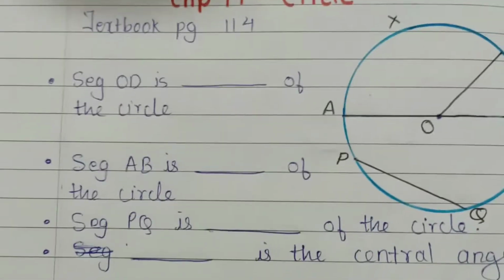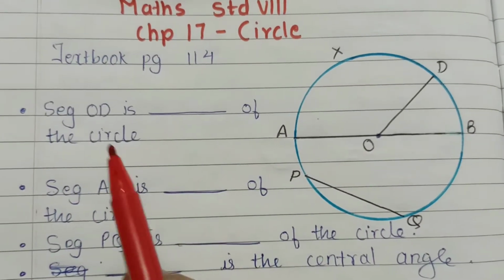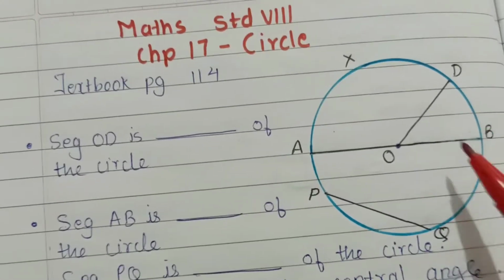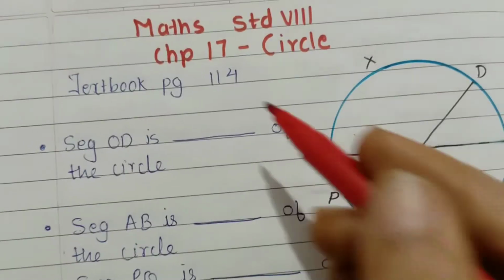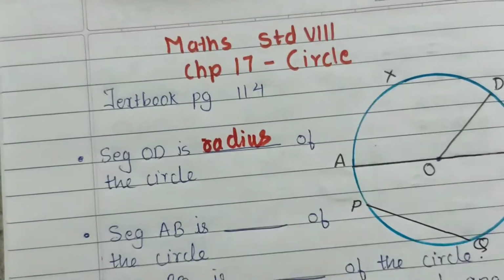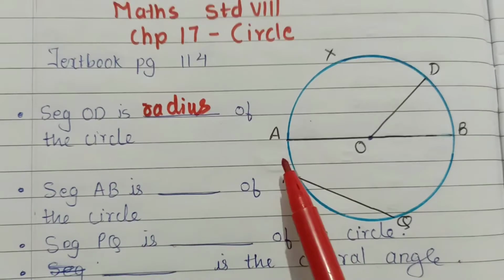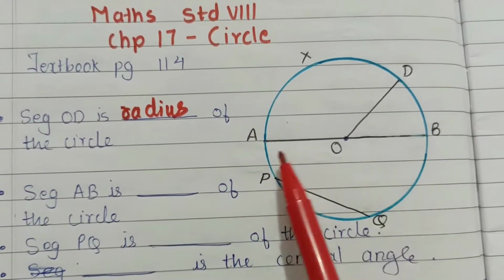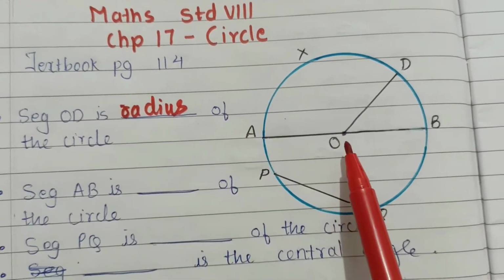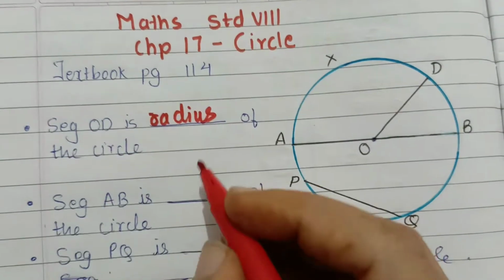So let us start with this. The first question over here is, segment OD is dash of the circle. So this is segment OD, so it is the radius of the circle. Next, segment AB is dash of the circle. So this is segment AB. Segment AB is passing through the center of the circle. So O is the center. So that means segment AB becomes the diameter of the circle.